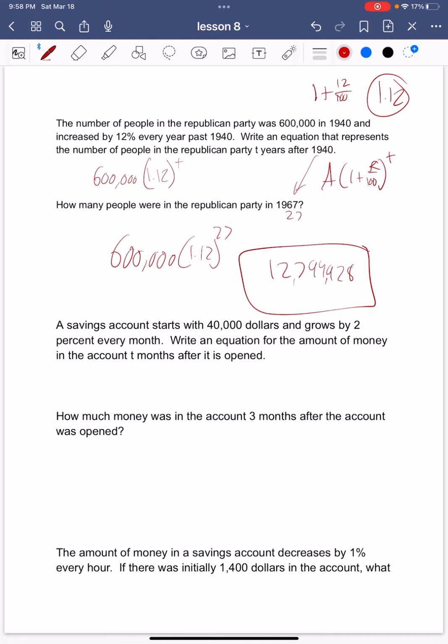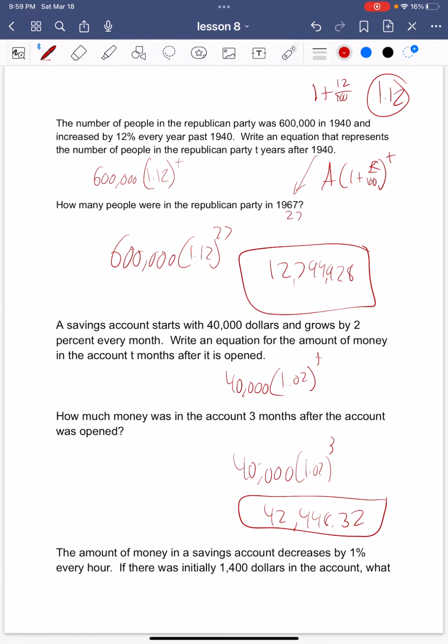A savings account starts with $40,000 and grows by 2% every month. Write an equation for the amount of money in the account T months after it's opened. Well, the initial value is 40,000. The rate of increase is 2%. So 1 plus 2 over 100 is 1 plus 0.02, or 1.02 to the T. How much money was in the account 3 months after the account opened? Well, we just plug in 3 for T. Using our calculator, we got 42,448.32.